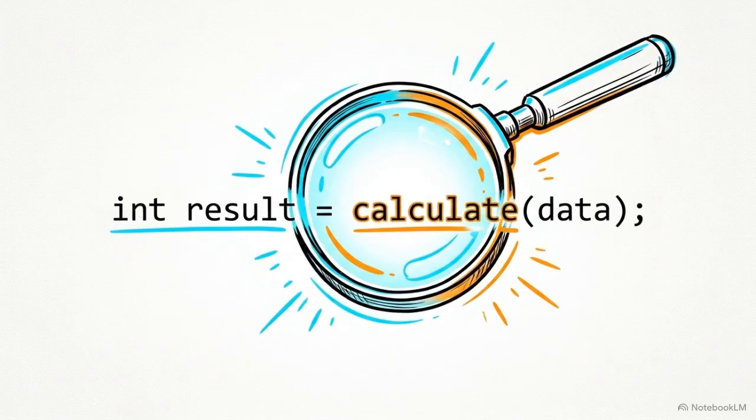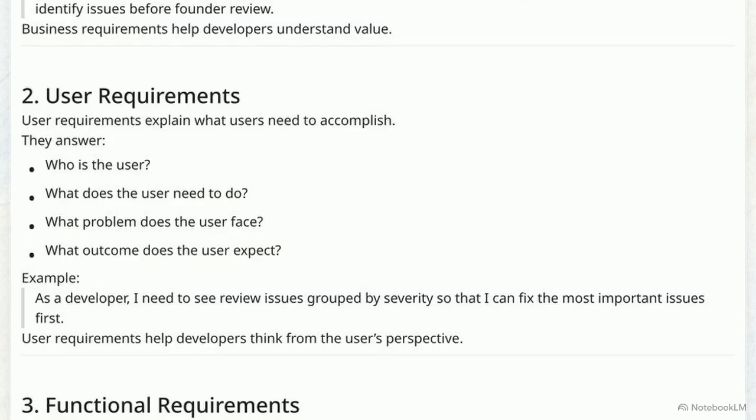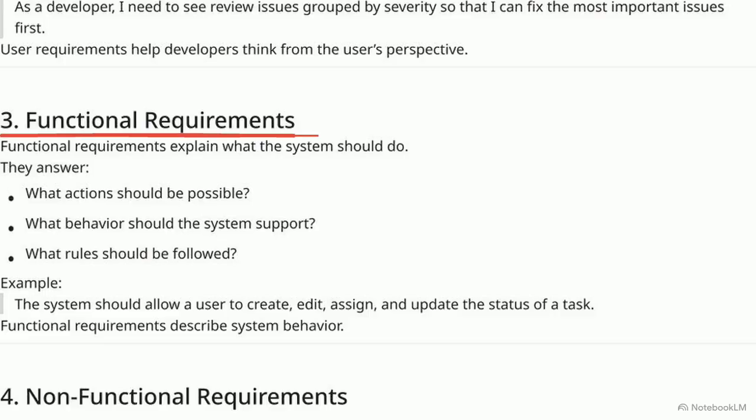For our dev review system, the underlying value is specific. We need to reduce the manual effort of code reviews and help developers catch issues before the founder ever has to look at them. From there, we shift to the user's perspective. The user requirements establish who is operating the tool. In this case, a developer, who needs to see review issues grouped by severity so they can tackle the critical bugs first. Only now do we define the functional requirements.